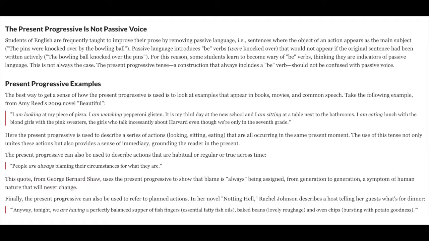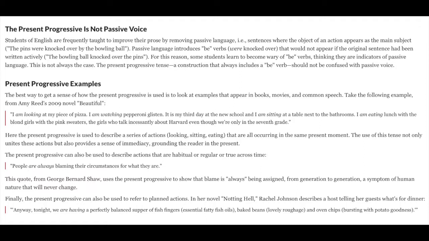For this reason, some students learn to become wary of be verbs, thinking they are indicators of passive language. This is not always the case. The present progressive tense, a construction that always includes a be verb, should not be confused with passive voice. Present progressive examples. The best way to get a sense of how the present progressive is used is to look at examples that appear in books, movies, and common speech.